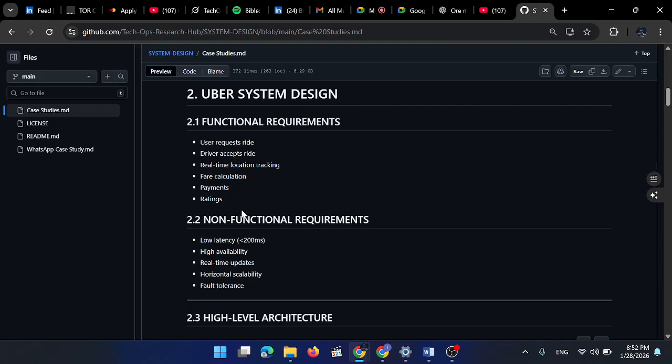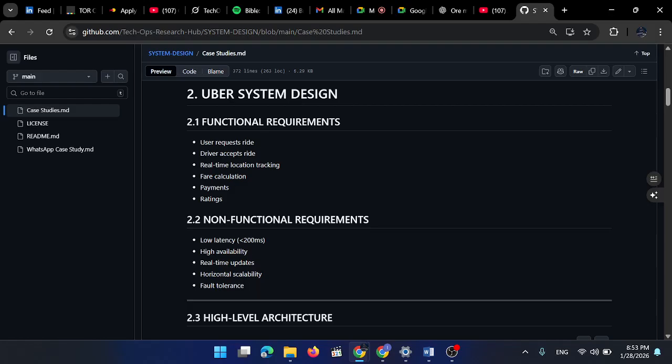Then we're looking at non-functional requirements, which are also very important. One of them is low latency, which could be less than 200 ms, and then we have high availability. Then we have real-time updates, and then horizontal scalability and fault tolerance. When it comes to non-functional requirements, it's also very important for us to note how effective it is, because this low latency update is very important. High availability of the driver, real-time updates, horizontal scalability, and fault tolerance are very important.